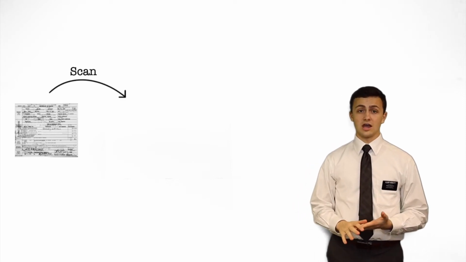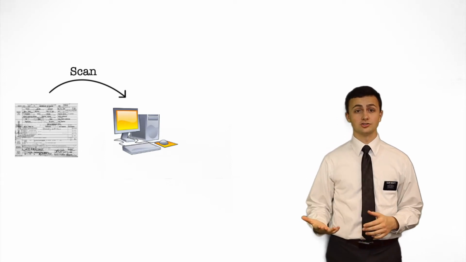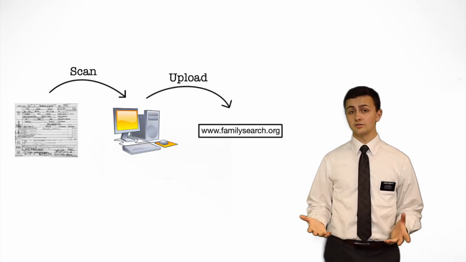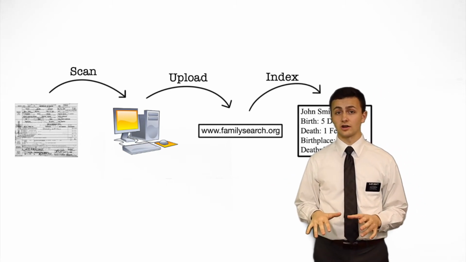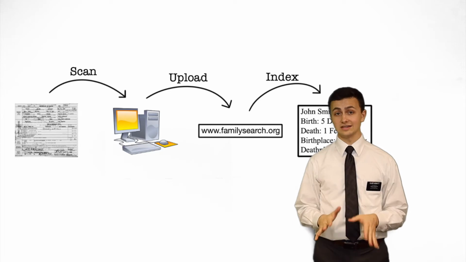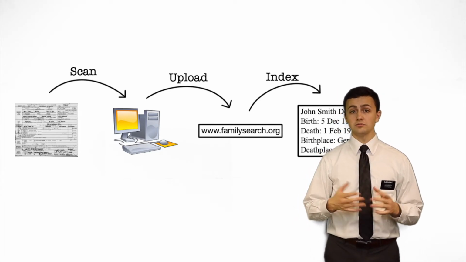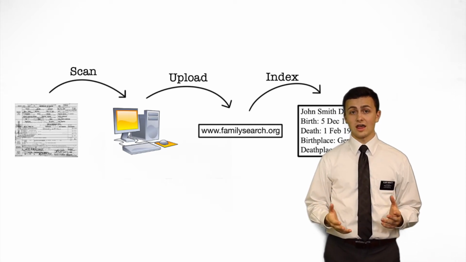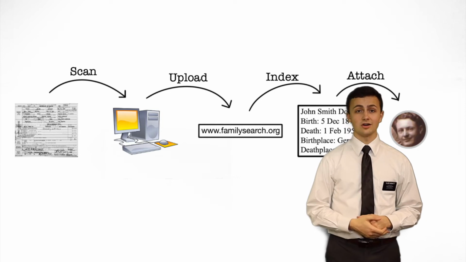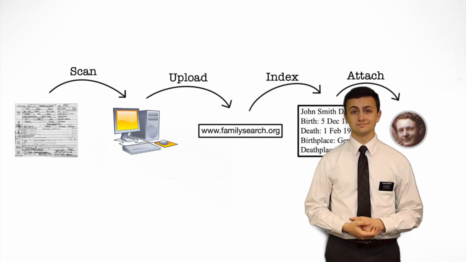Then, someone will scan a picture of that document and upload it to the computer, and from there to a genealogy website. Then another individual will look at the document and type up the information that's found on it, and that process is known as indexing, which we'll cover more in another episode. From there, you can find those records on one of those genealogy websites and review the information that you find on it and attach it to the profile of the people that you're working with.